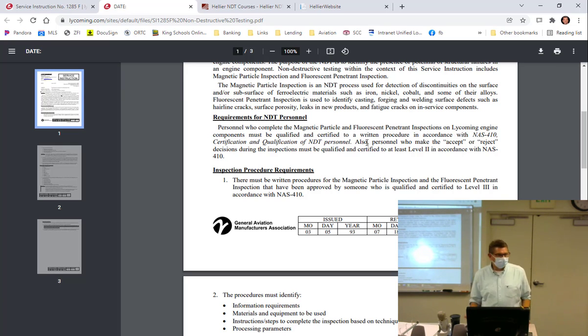So now, if you're doing this in a shop, you've got to have a written procedure that your level 3 has come up with. Lycoming's not spitting it out here. Also, personnel who make accept or reject decisions must be qualified and certified to at least a level 2. So if you're not a level 2, you can't tell me that crankshaft's good or bad. You can do the test and set it aside for level 2.